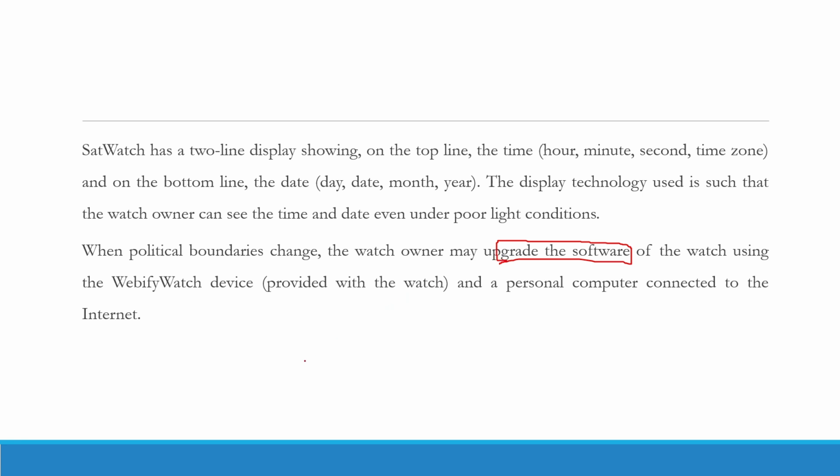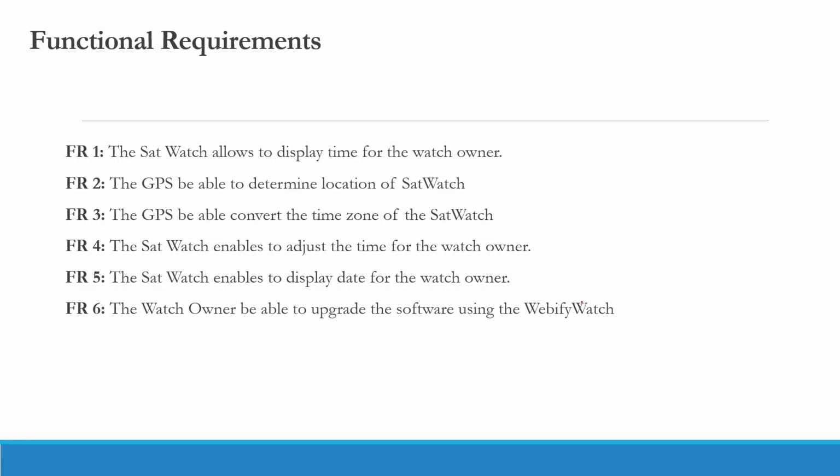From these narratives, all the actions are already functional requirements. The functional requirements for this SatWatch are the following. The SatWatch allows displaying time for the watch owner. The SatWatch must be able to determine its location, which is the second requirement. It must be able to convert the time zone. The SatWatch will enable the watch owner to adjust time. The SatWatch enables displaying the date for the watch owner. The watch owner must be able to upgrade the software using the Wi-Fi device. So these are the functional requirements from the previous narratives.